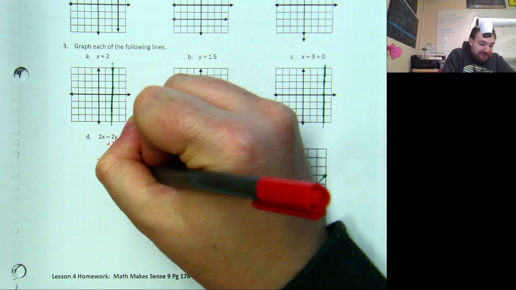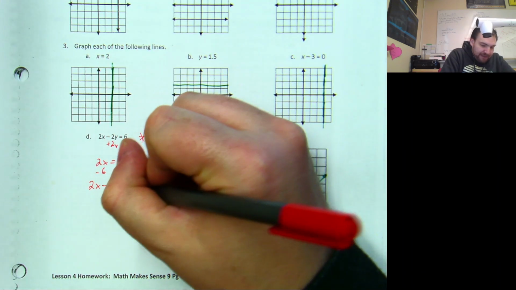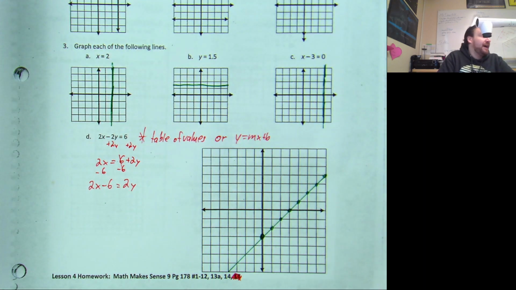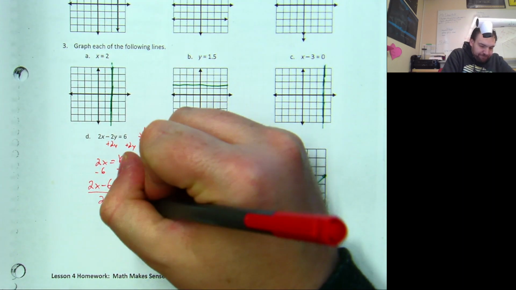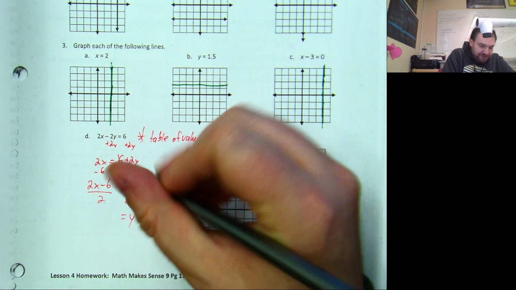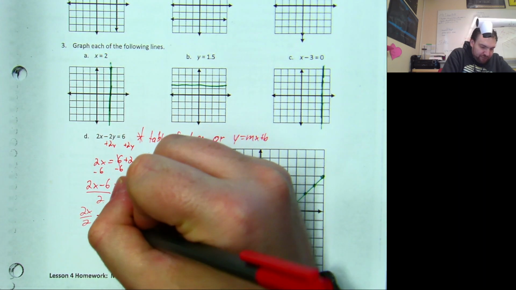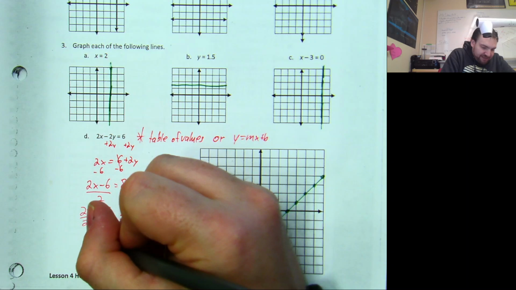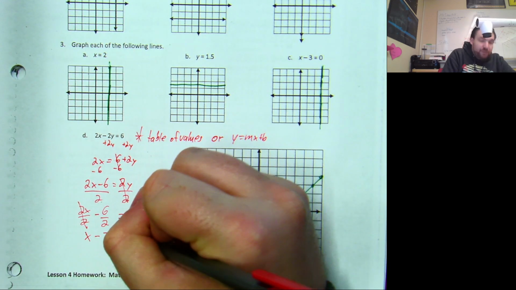Then I'm going to subtract 6 on both sides. 2x minus 6 equals 2y. And then I'm going to divide everything on both sides by 2. So I'm going to get y equals, and then it's going to be 2x over 2 minus 6 over 2. So then 2 over 2 is just 1. So it's going to be x minus 3 equals y.